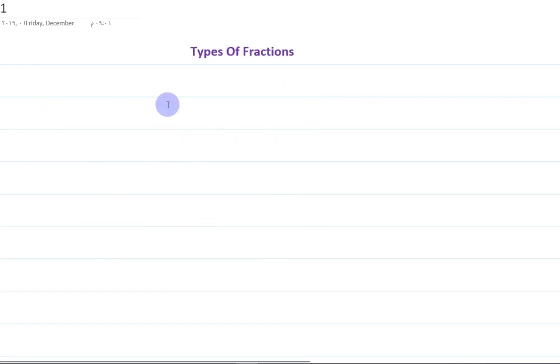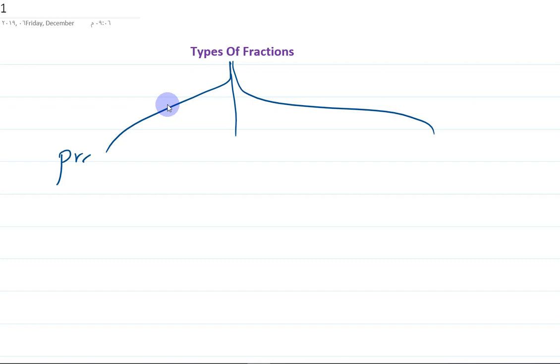Before I show you how to add and subtract fractions, I would like to refresh your mind about the types of fractions. How many types of fractions do we have? Who can tell me? We have three types of fractions: the proper fraction, the improper fraction, and the mixed fraction.